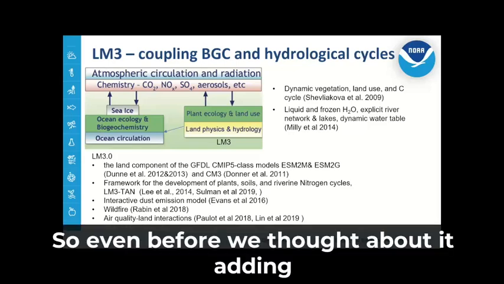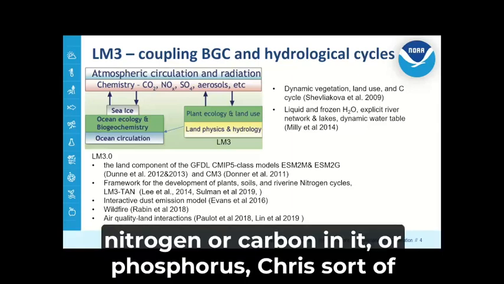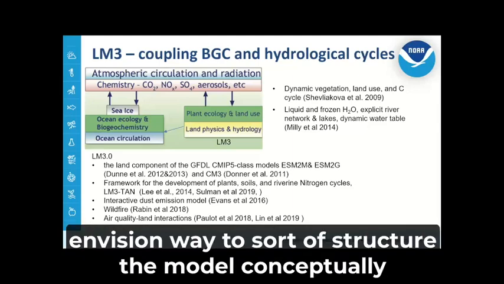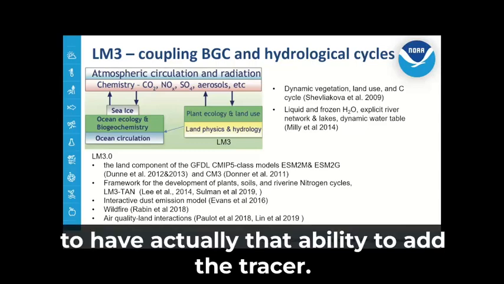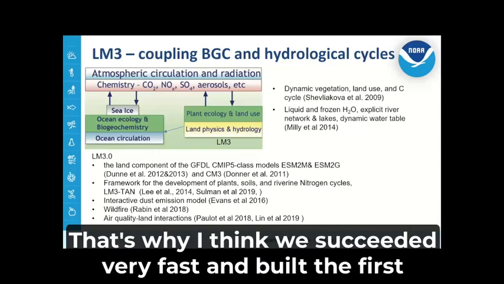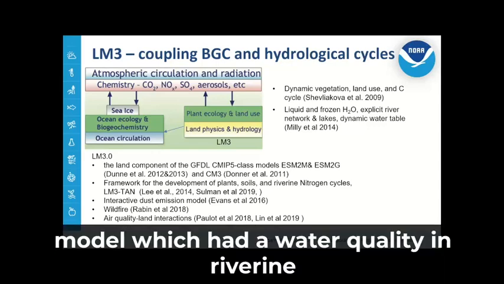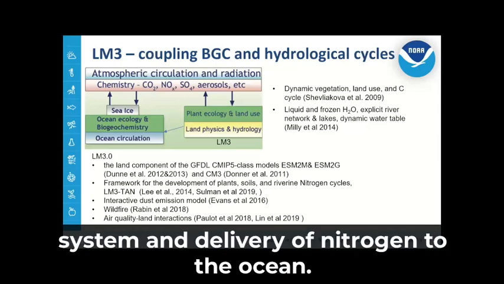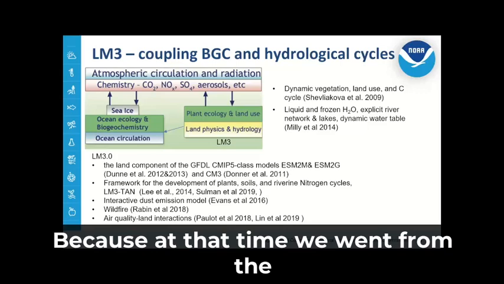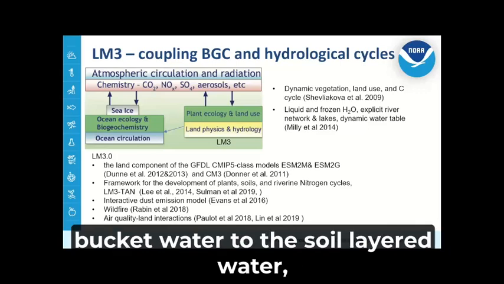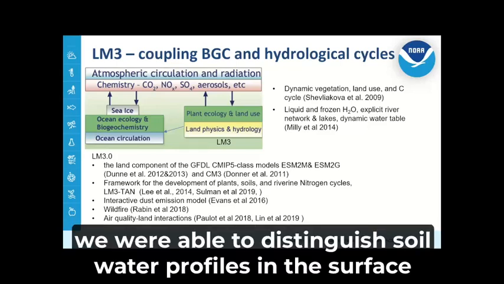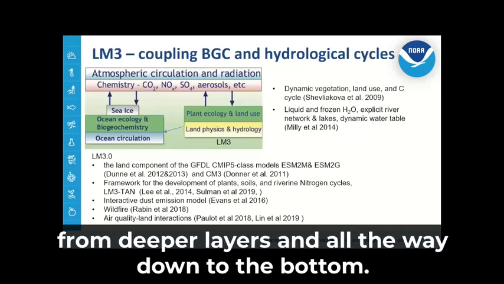Even before we thought about any nitrogen or carbon or phosphorus in it, Chris envisioned a way to structure the model conceptually to have that ability to add tracers. That's why I think we succeeded very fast and built the first model which had water quality in the riverine system and delivery of nitrogen to the ocean. Because at the time we went from the bucket water to the soil layered water, we were able to distinguish soil water profiles in the surface from deeper layers and all the way down to the bottom.